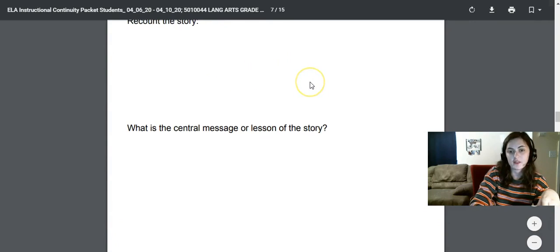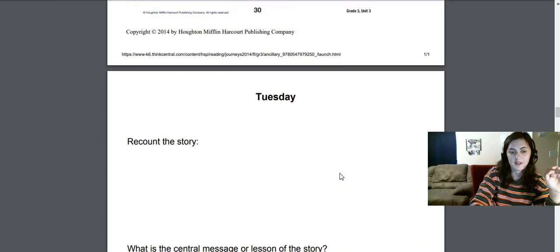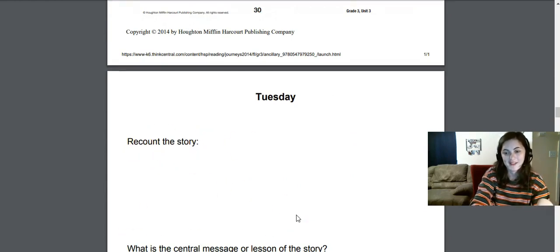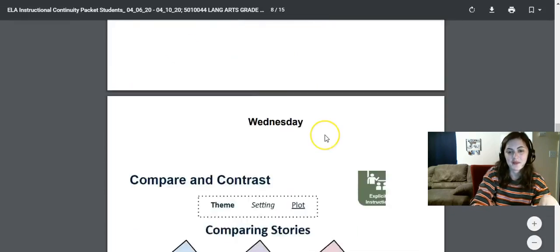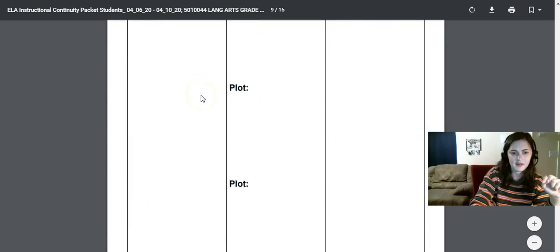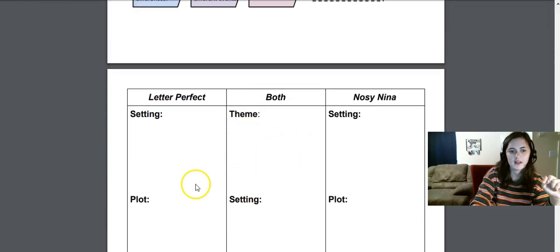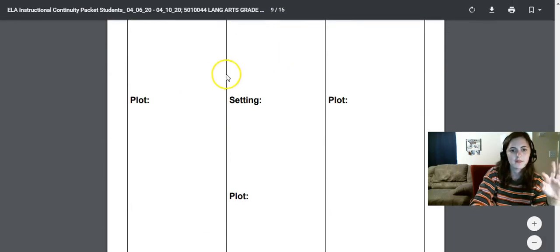I just recounted the story for you, talked about the character Nina. So remember, recounting the story and talking about the plot are pretty much the same thing. We talked about the central message. Now we'll go down here. So it talks about letter perfect, the setting, the plot. Oh, and then I guess the theme's going to come over here, if you want to add the theme on here as well.